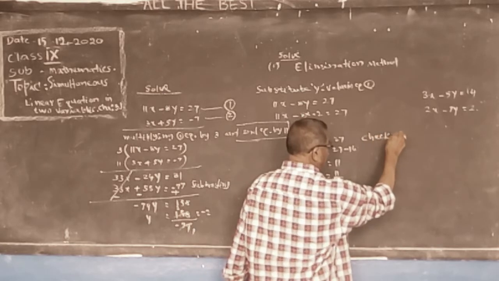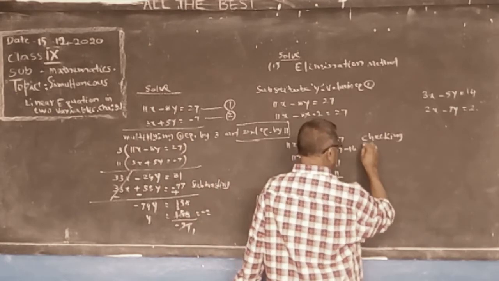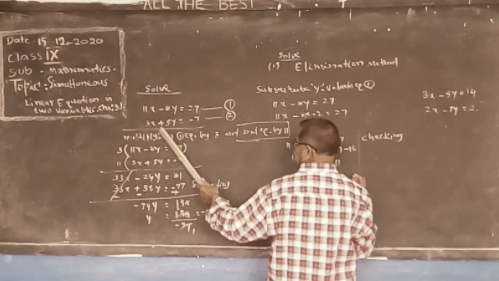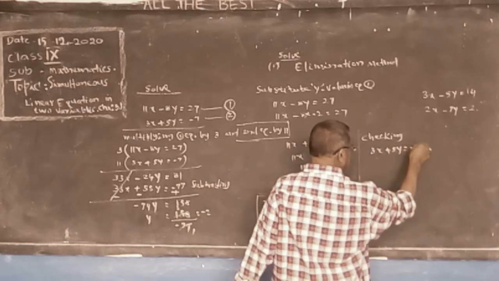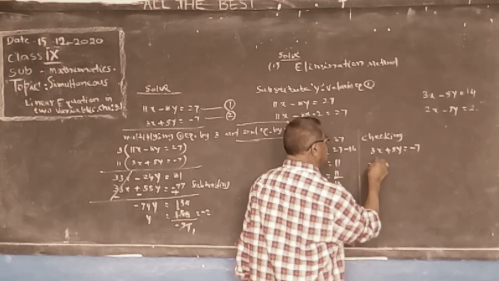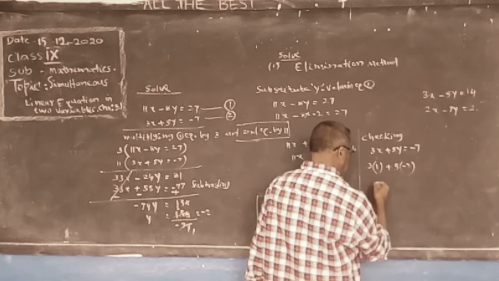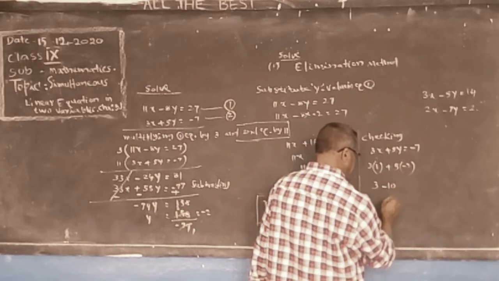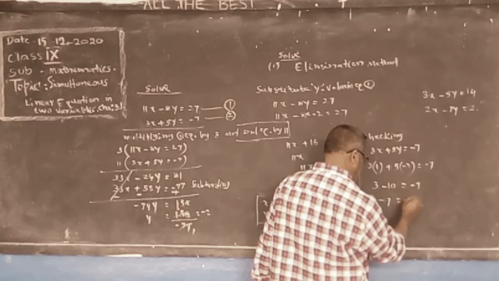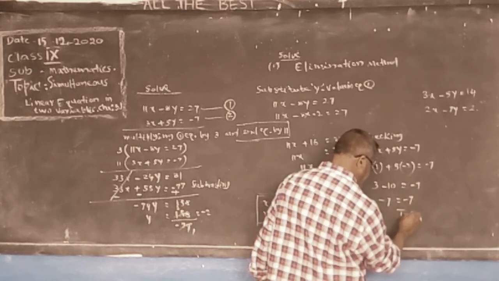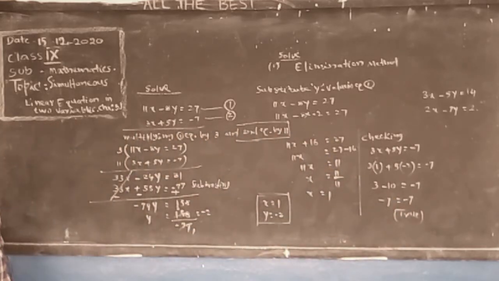Checking. Take the second equation and check the result: 3x plus 5y equals minus 7. The x value is 1 and the y value is minus 2. So plus 3 minus 10 is minus 7. Here the RHS is also minus 7. Both are minus 7, so the values are true. Like that, we have to check the results.